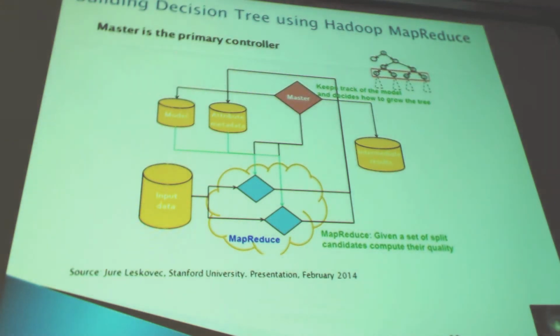Here you have a Hadoop cluster, you have the master node, you have data nodes. The master node is the primary controller for the whole building and managing of the decision tree. It triggers the MapReduce jobs, controls the training model, the decision tree model, and the attribute metadata, and also tracks the intermediate results. So the master is the primary controller which tracks the whole model and decides how to grow the decision tree.